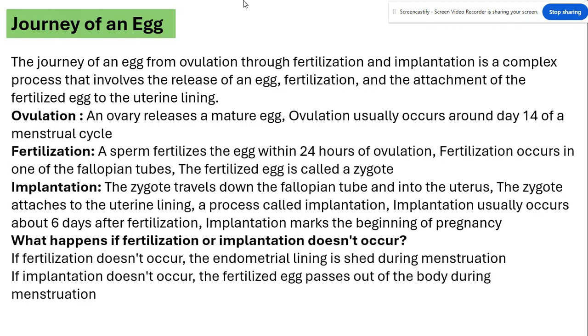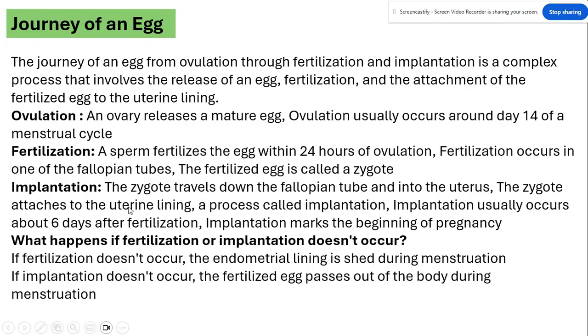What does the zygote do? The zygote travels down and implants itself. It's like putting a seed: there's a special place where you put it. You don't put it on top of the soil. There has to be about 1.5 inch depth in a perfect line, and then the seed grows into a fully grown plant.